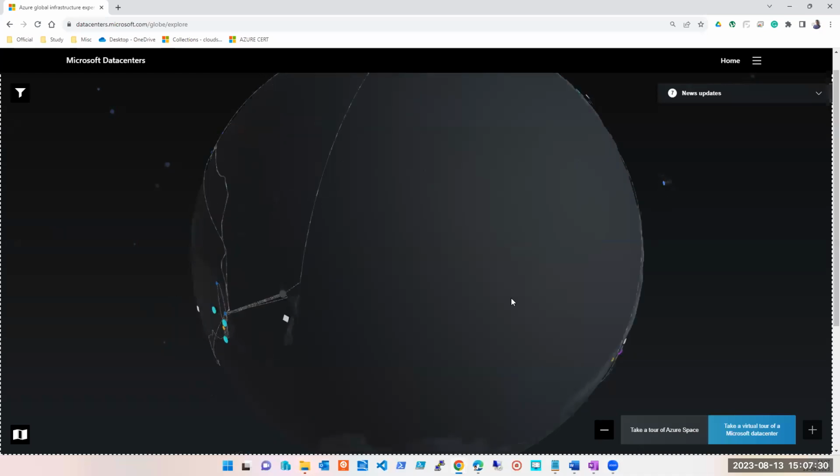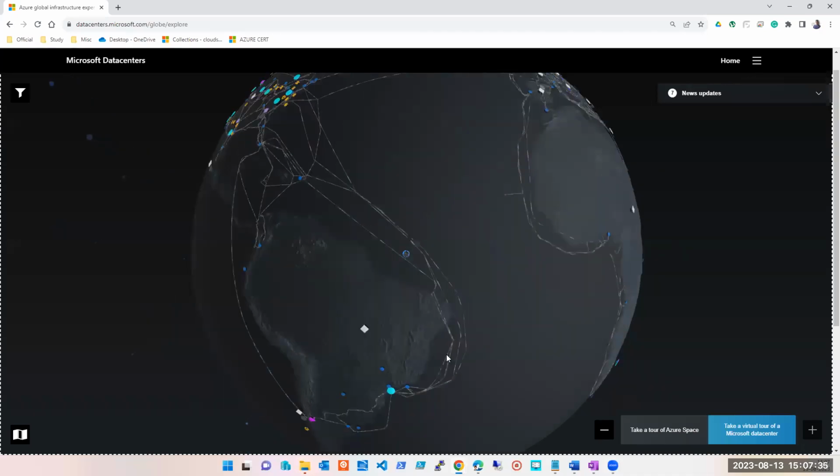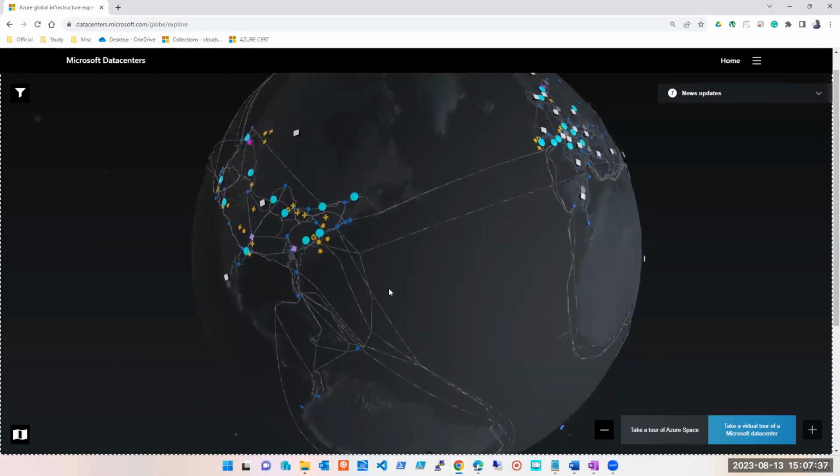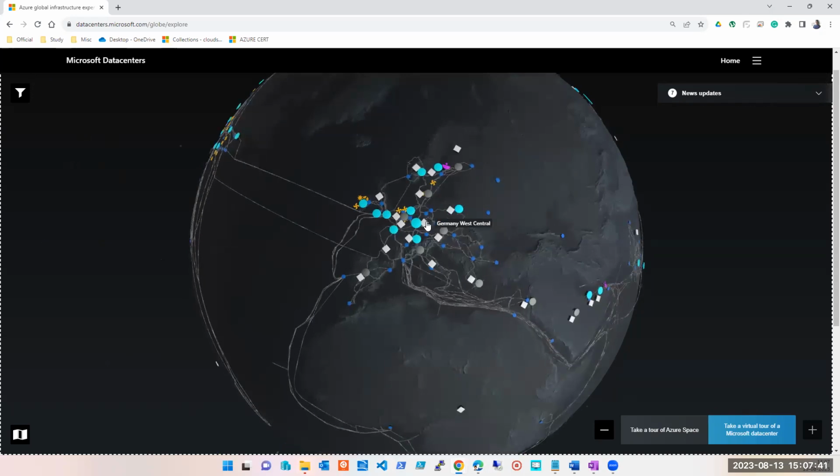I'll share this link. You can go ahead and check this globe once, just for your understanding. We don't have to learn or read all of this. Here the aim is to understand what is geography and what is region. Geography we are not going to use much. It's only a one-time thing. Region is very important. We are going to discuss it again and again. Region will appear in regional services, global services, regional pairing, global pairing.